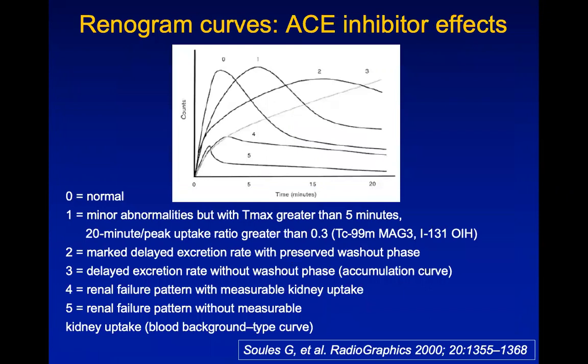So you have different types of renogram curves, again with the ACE inhibitor effects as with the obstruction. So type 0 is normal. Type 1 is minor abnormalities with the Tmax increasing and the graph shifting to the right. Delayed peak, delayed clearance. 2 and 3 show gradually deteriorating excretion and gradually flattening curves. There is no longer a peak. There is no longer a clearance T-half. And type 5 is renal failure pattern. Here you can't measure anything.